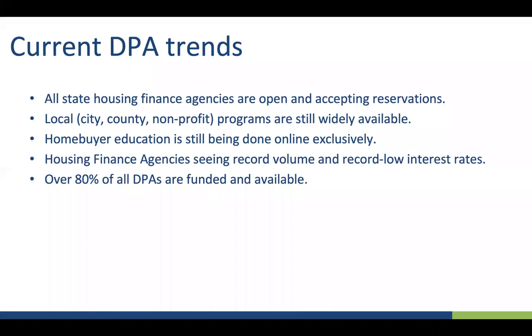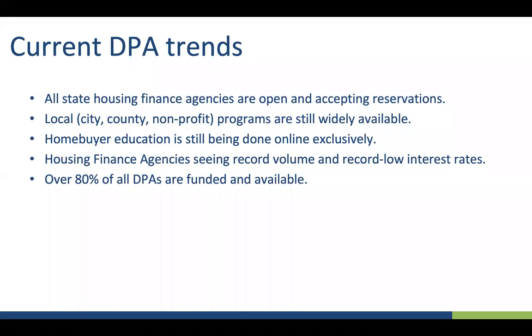Typically we see between 80 to 85% of all homebuyer programs at any given time throughout the year are funded and available. So we wanted to be clear about that because there have been rumors and misperceptions throughout the year that DPAs are gone or are going away, or that state housing finance agencies shut down, or none of that's true. Now, there have been changes to programs, of course, and we track all that, but that's not new. That's not different. There always are changes to programs.